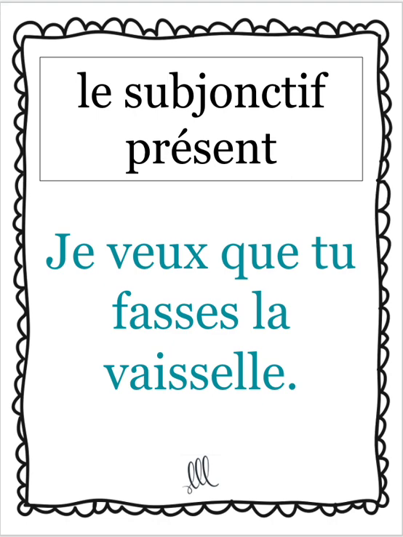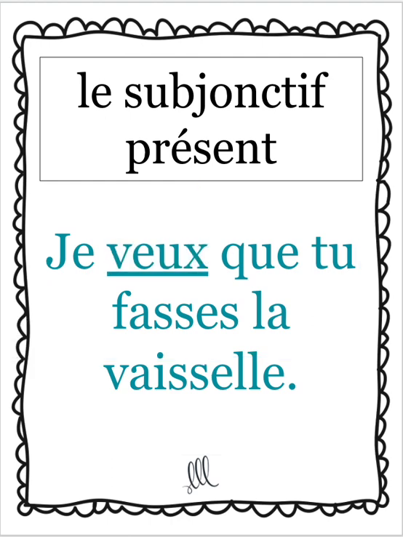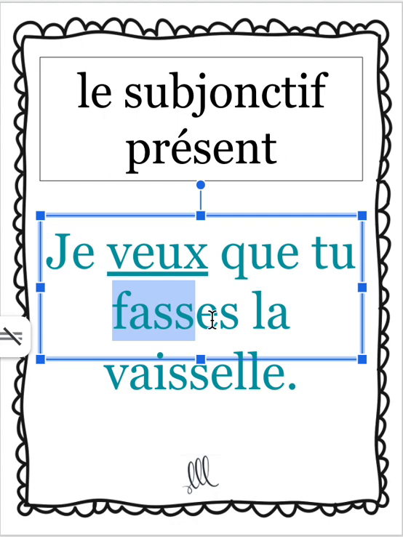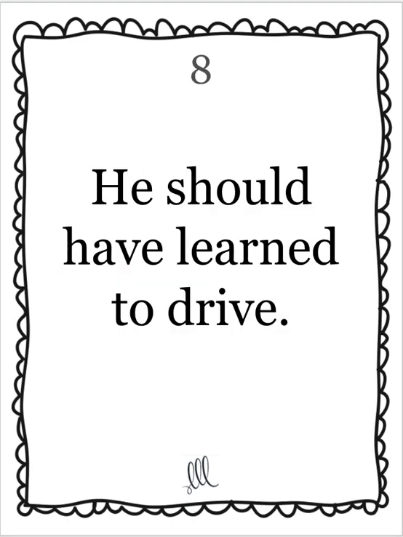So the first verb, I want, that's just the present, right? Je veux. Now, I want you to do the dishes. So I want that you do the dishes in French. And this second verb here is the verb faire, but it's in the present subjunctive, because just because I want you to do the dishes does not mean that the dishes are going to be done. Okay, le subjonctif présent.